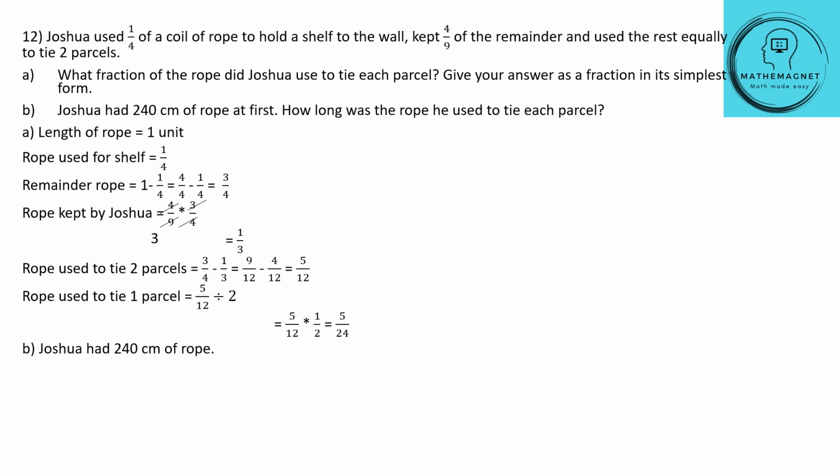Now coming to question B, they are giving the value of the initial length of rope, that is 240 centimeters he had. The question is how long was the rope he used to tie one parcel. Now we know that he used 5 by 24 of the length of the rope. So 5 by 24 of 240 will give you the length of the rope he used to tie one parcel. That is, 24 and 240 cancel out by 10 times. So 5 into 10 is 50 centimeters. So he used 50 centimeters of rope to tie one parcel.